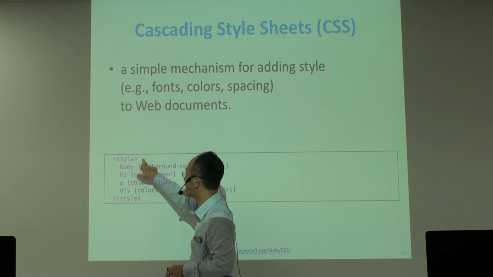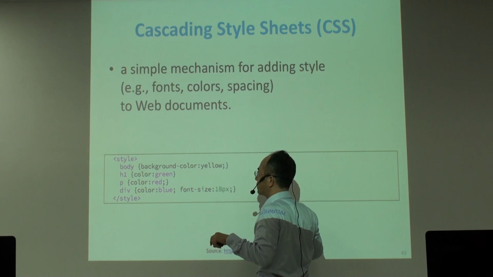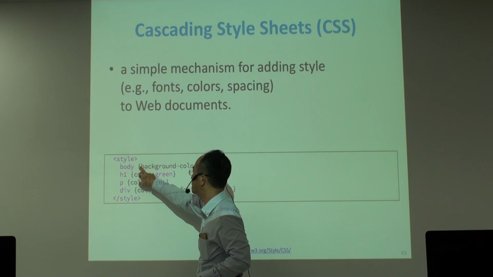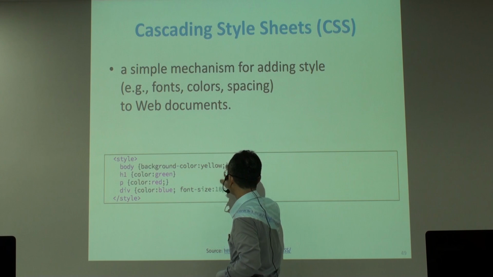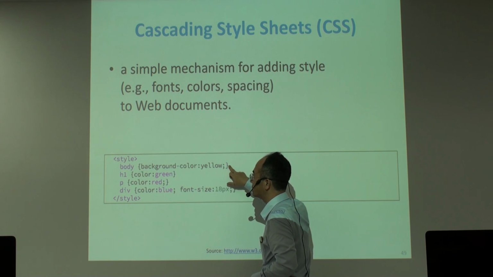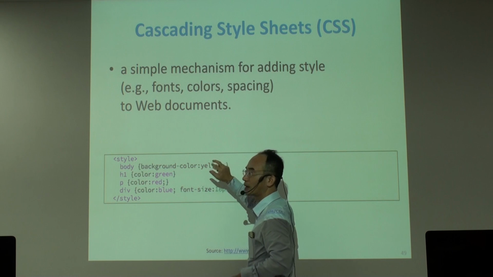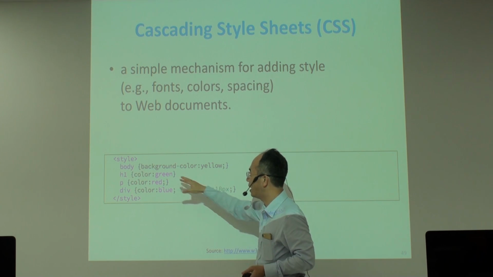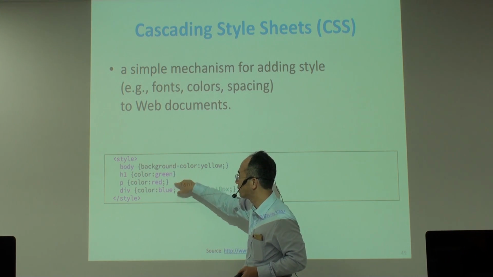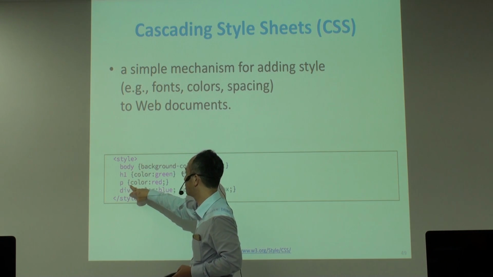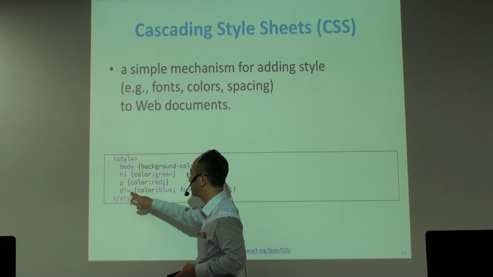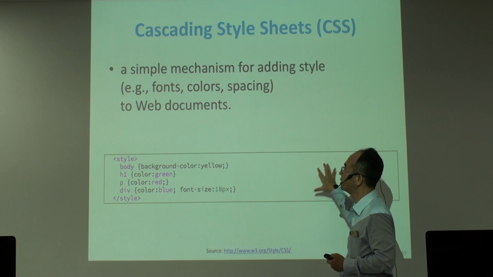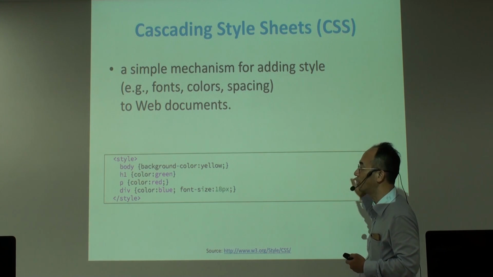For example, body, and it's in curly braces. This is the open curly brace, and with the closing curly brace, background color yellow means that the background is yellow, and the H1 color is green. The paragraph P tag color is red, and the div element is blue. And font size is 18 pixels. So this is your CSS.